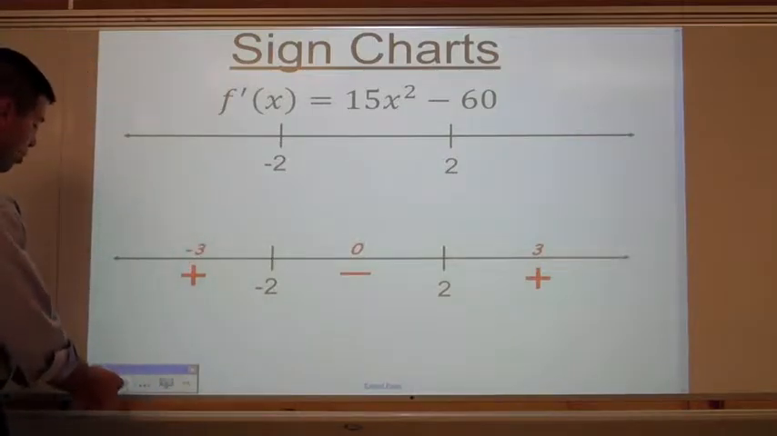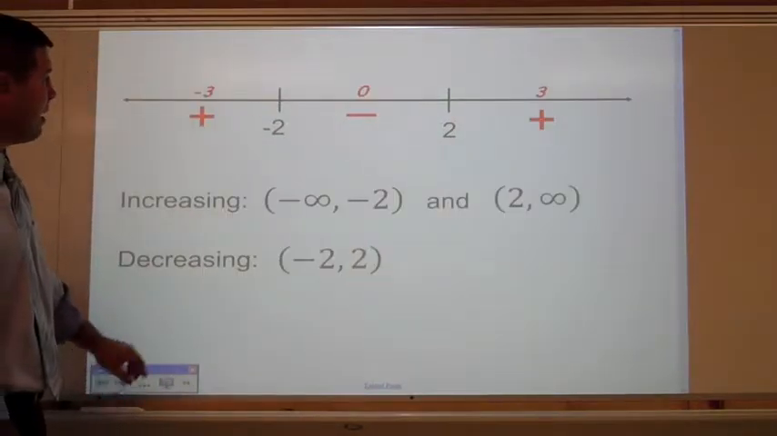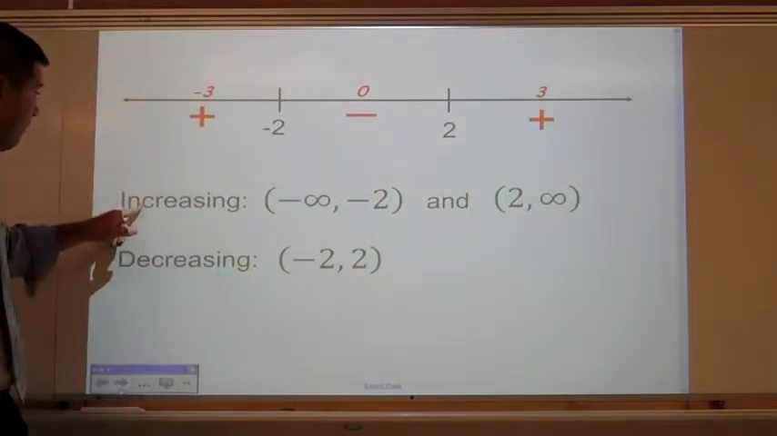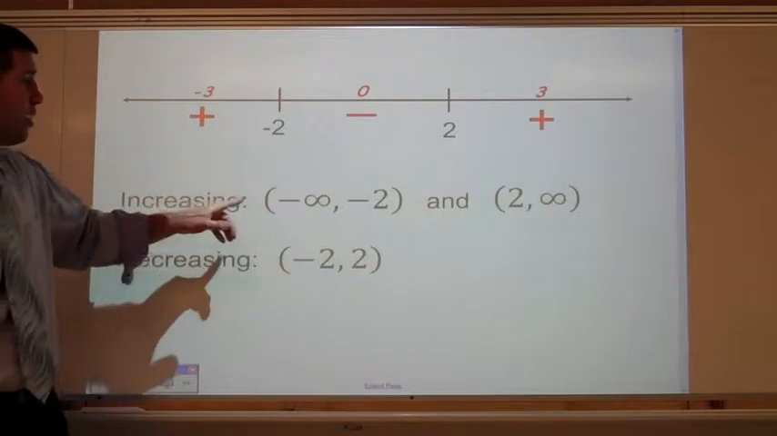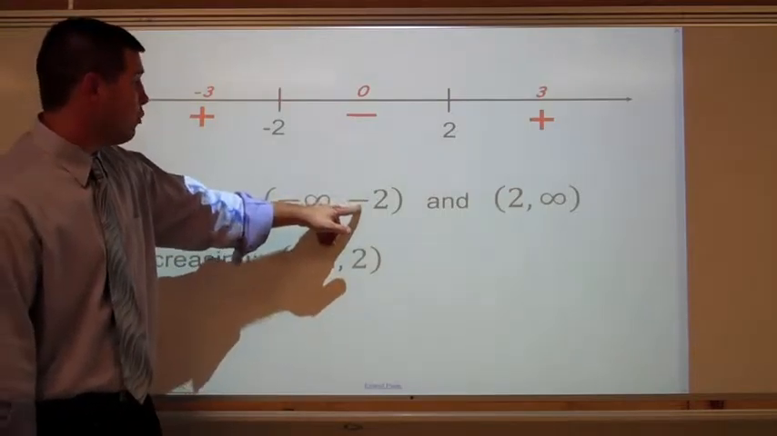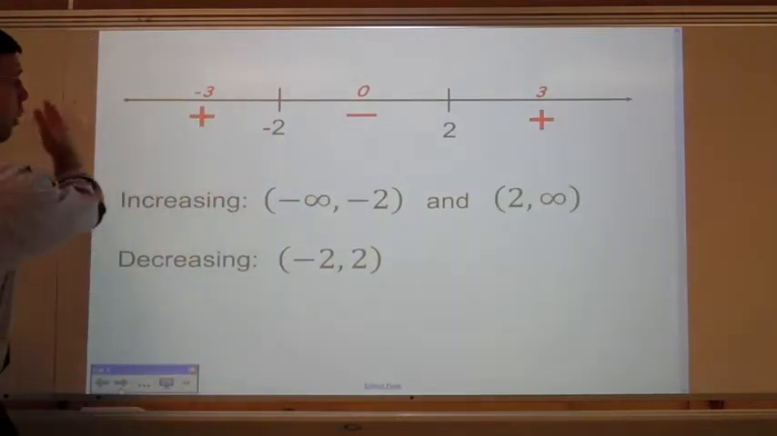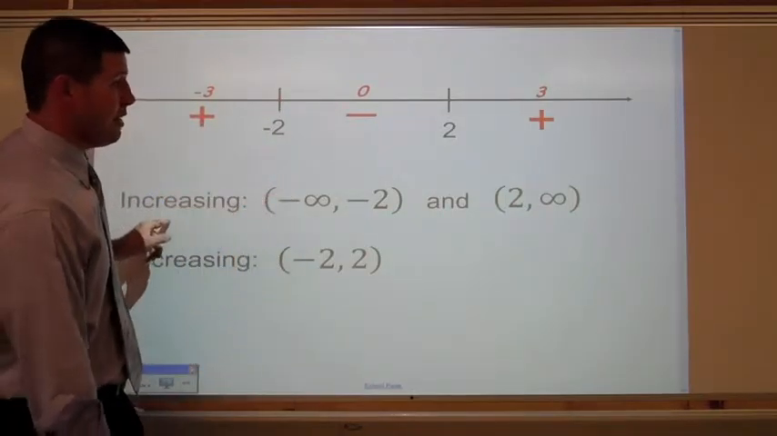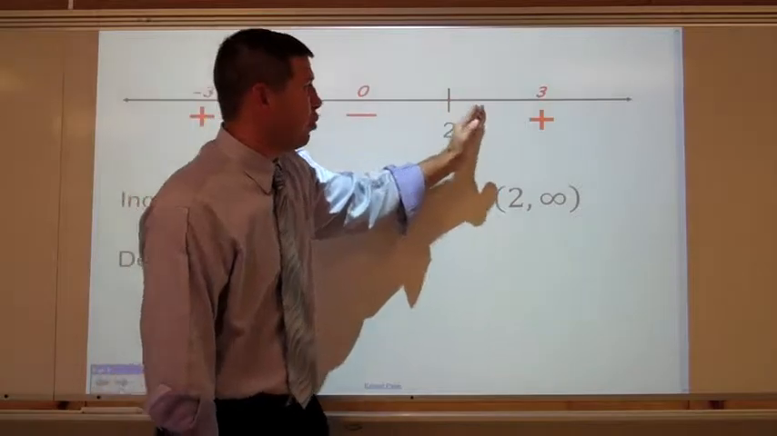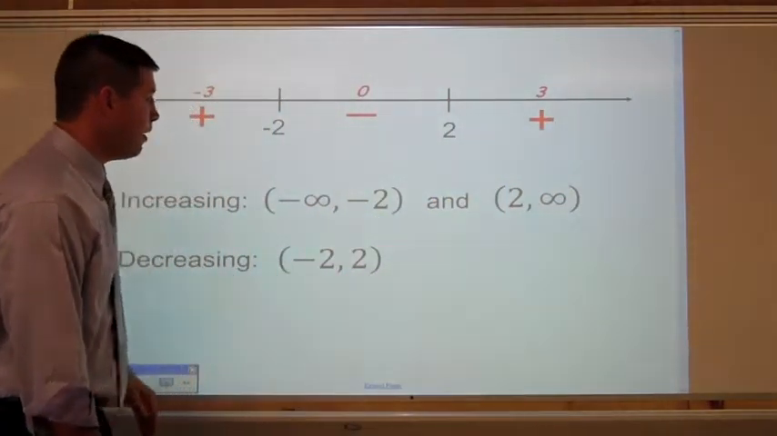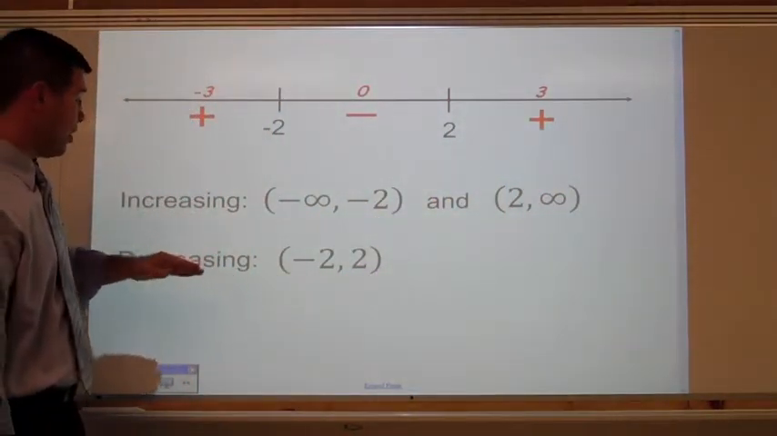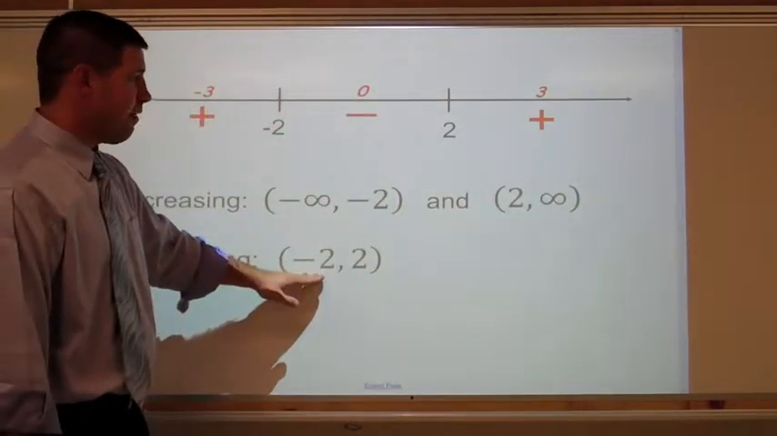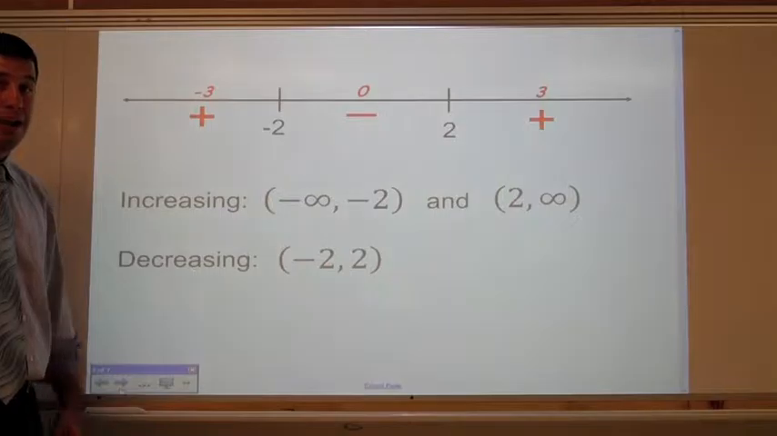So using this sign chart, and I copied it over here, same sign chart you just had, that means that this function is increasing on the interval -infinity to -2. From all the way over here, all the way up to -2, the derivative was positive, so the function is increasing. And the same thing from +2 to infinity. The function is decreasing between -2 and 2. So I write that separately down here, decreasing on that interval.